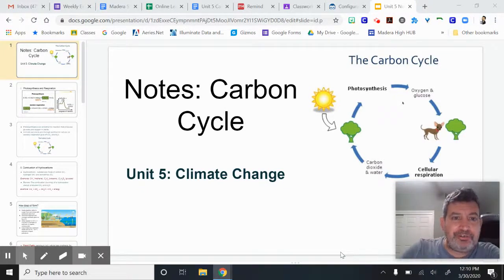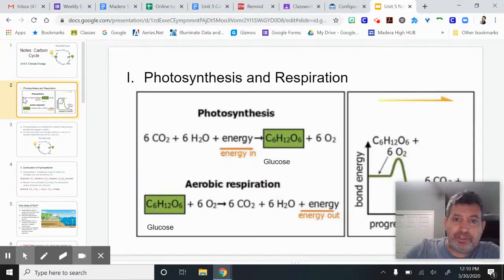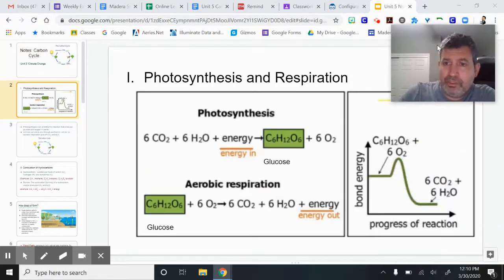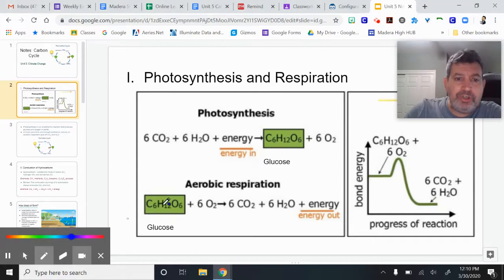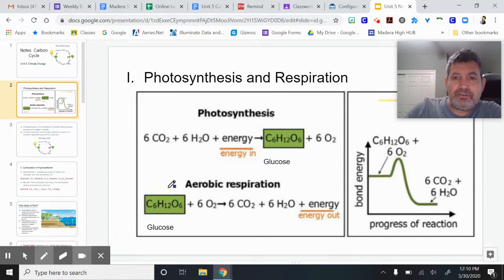We're going to go through the carbon cycle. This will be part one of a video on the carbon cycle itself. A couple of things we're going to go through here. When you look at the carbon cycle, we really have to start off by talking about photosynthesis and respiration.